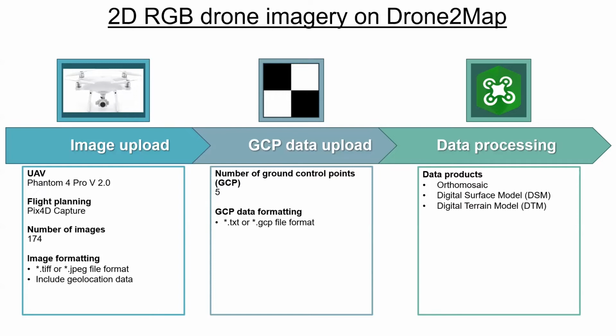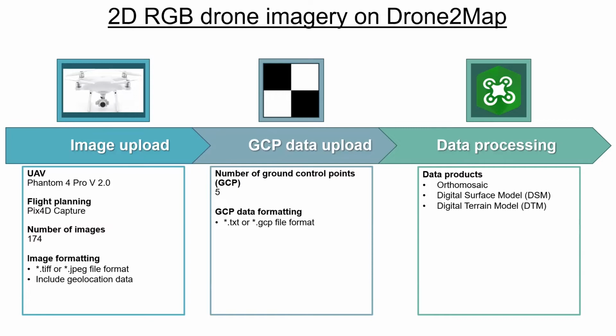Just a note on the formatting of those images, you need to make sure that they are saved as either a TIFF or a JPEG file format before uploading to Drone2Map, and they need to include geolocation data. That might be automatically added to your imagery, or you might get a separate CSV file that you need to upload to Drone2Map. We're also going to add ground control points to our data set.